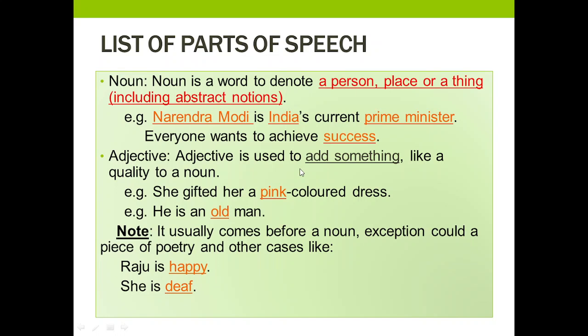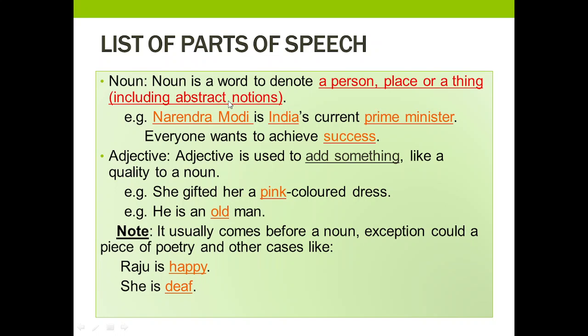First and foremost, and the most important, is noun. Noun is a word to denote a person, place, or a thing. Noun is basically anything, any object, any person, any place. It covers everything, even several abstract notions such as happiness. Although it's not an object, it is termed as a noun.